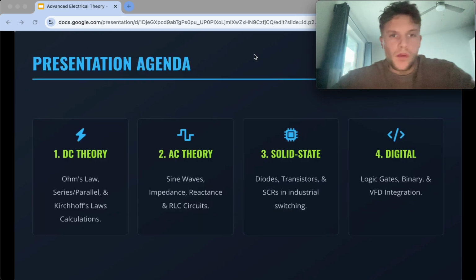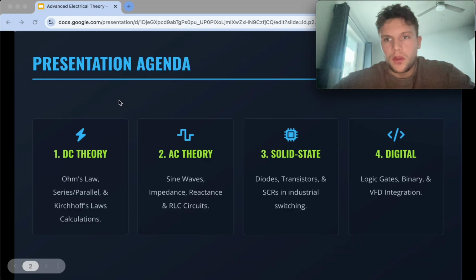For slide 2 here, we're going to go through the presentation agenda for my topic. So we're going to start with DC theory. We're going to go through Ohm's law, series parallel circuits, and then for solving any of those variables like voltage, current, and resistance within those circuits at any point, we can use Kirchhoff's laws.